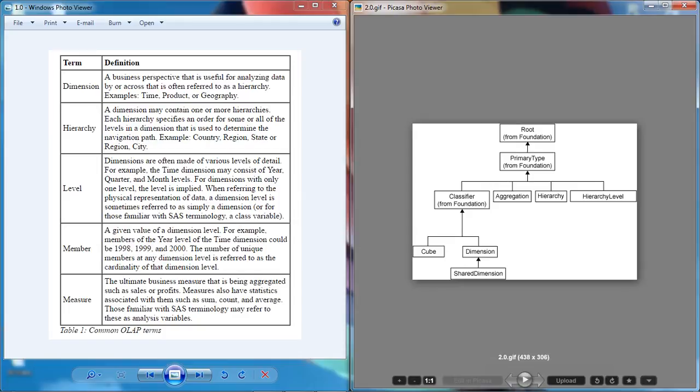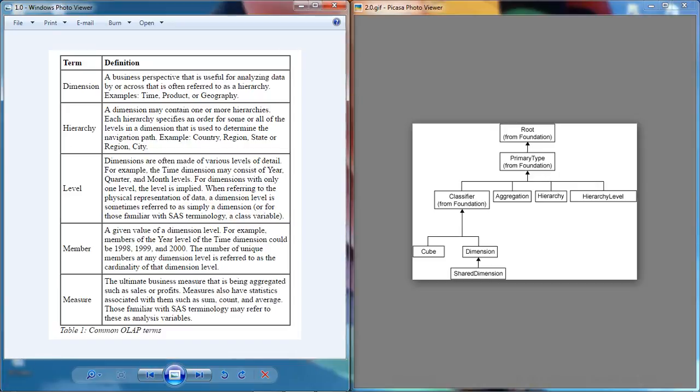This shows an example of a hierarchy. First of all, there is a root from the foundation. Then the primary type can be classified into classifier, aggregation, then hierarchy levels. Classifier also has cube and so on. In short, it is all a type of hierarchy. Hierarchy is a flow of any classification done at any level.